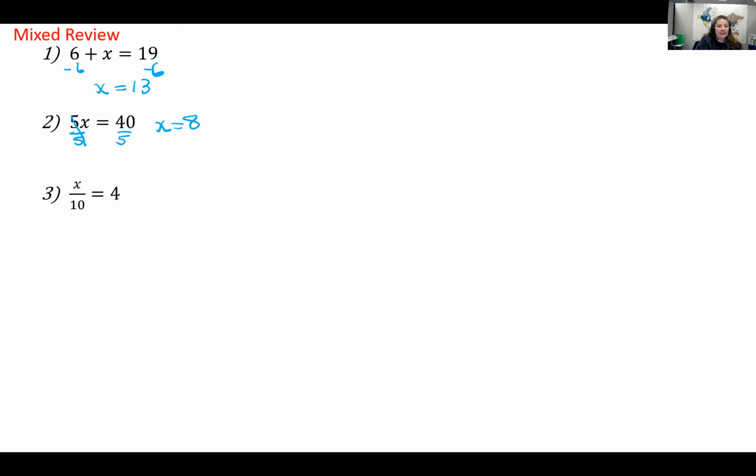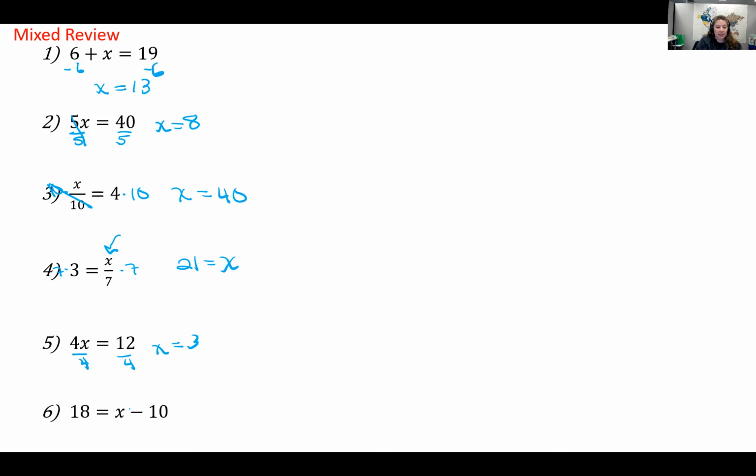Number 3, x is being divided by 10. So the opposite of dividing by 10 is multiplying by 10. So x is equal to 40. Number 4, our variable is on the right side this time. Our variable is being divided by 7. So we're going to multiply both sides by 7. So x is equal to 21. Number 5, I'm going to divide both sides by 4. And x is equal to 3.